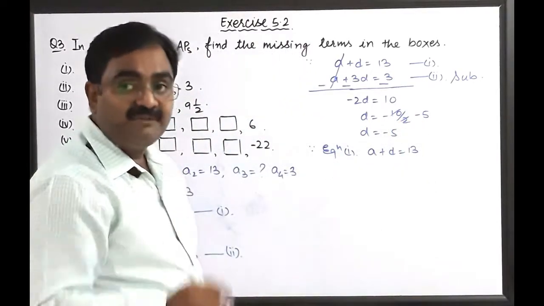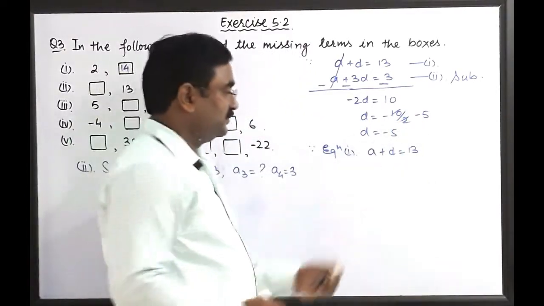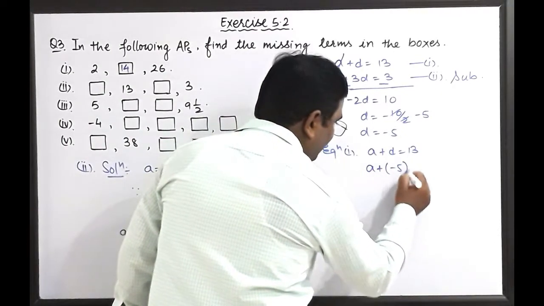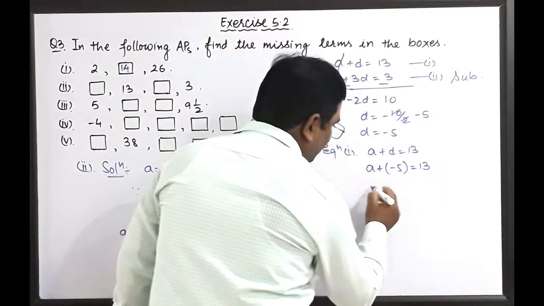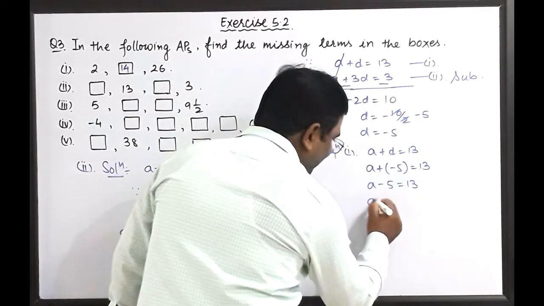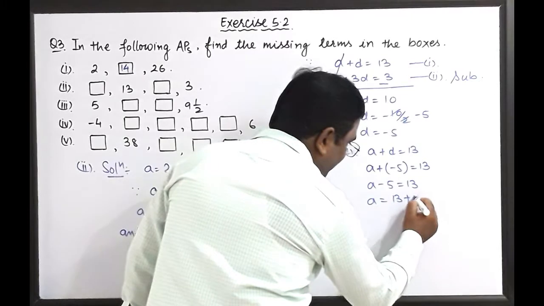A plus D, the value is 13. Here we substitute the value of D. So A plus D is minus 5 equals 13. So A minus 5 equals 13. A is equal to 13 plus 5.